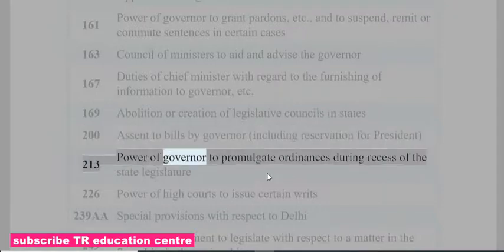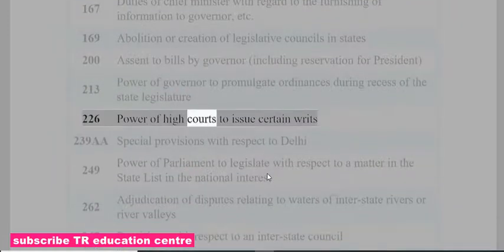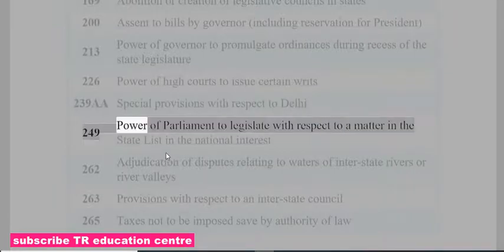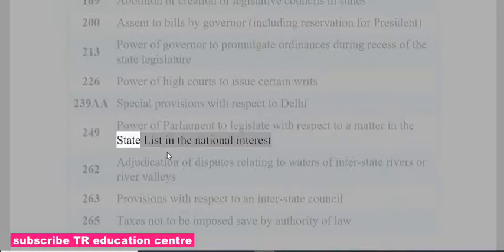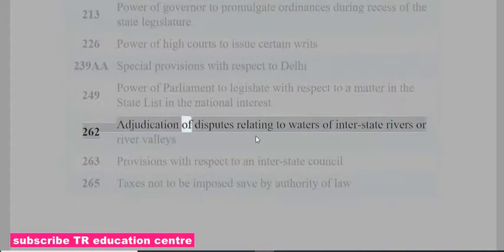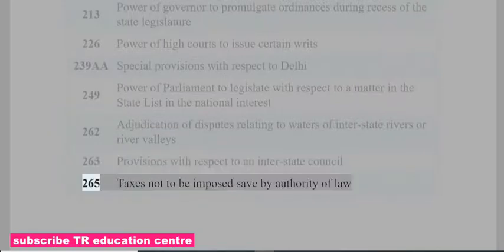213 Power of Governor to promulgate ordinances during recess of the state legislature. 226 Power of High Courts to issue certain writs. 239AA Special provisions with respect to Delhi. 249 Power of Parliament to legislate with respect to a matter in the state list in the national interest. 262 Adjudication of disputes relating to waters of interstate rivers or river valleys. 263 Provisions with respect to an interstate council.